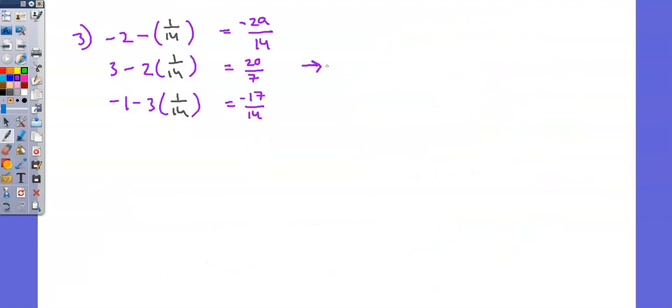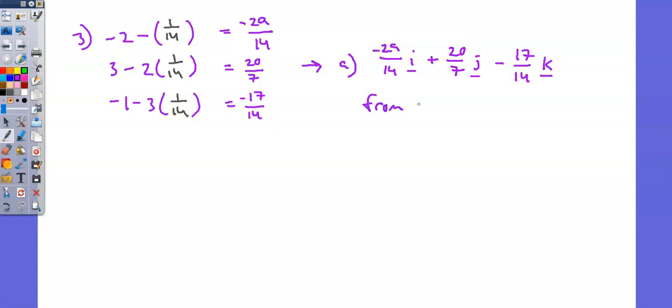So for A, the direction vector will be -29/14 i plus 20/7 j minus 17/14 k. And that is, in English, from the point we were given, 1, 2, 3, to the foot.